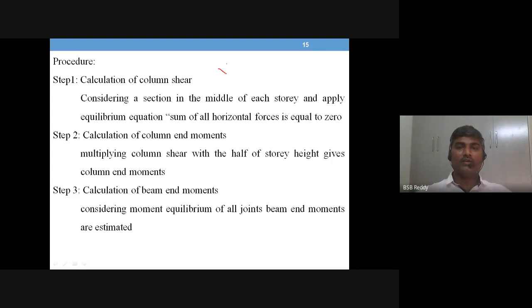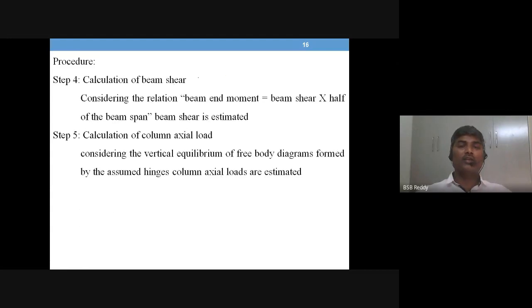That means VC. Then step 2, you calculate column end moments. Step 3, you calculate beam end moments. Step 4, you calculate beam shear, V in the beam. Next, step 5, you calculate axial load in column. So this is the step by step calculation. We will discuss each step in the next session.